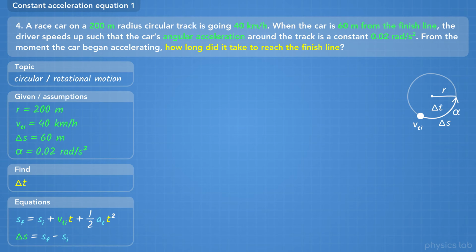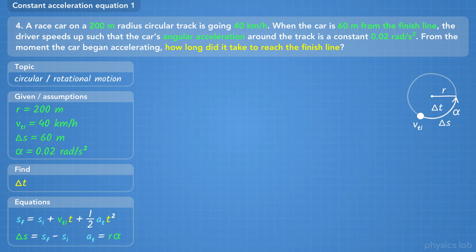We're given the initial tangential velocity, v sub ti, and we're looking for the time, delta t, or in this equation, just t. But we don't have a sub t, the tangential acceleration. How can we find that? Well, we are given an angular acceleration and the radius of the circular path. So using this conversion equation, we can use r and alpha to find the tangential acceleration. Now we have everything we need to solve for t.